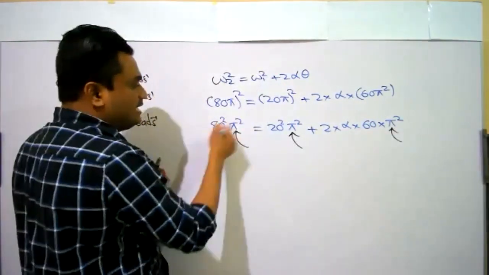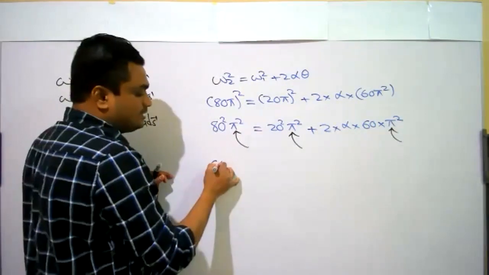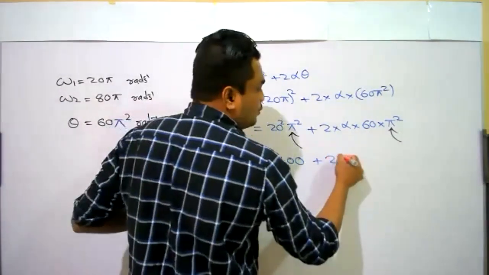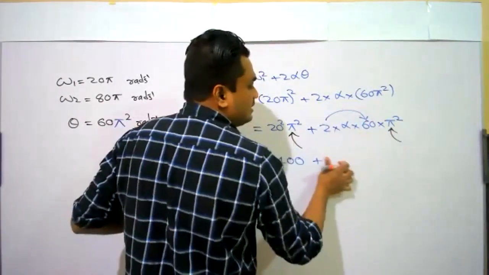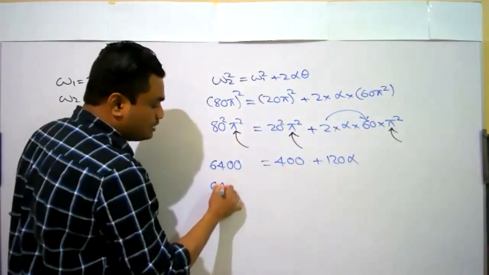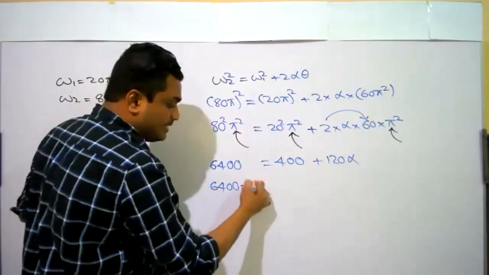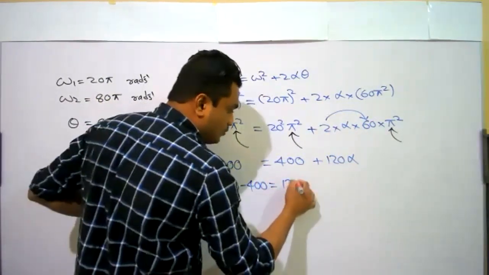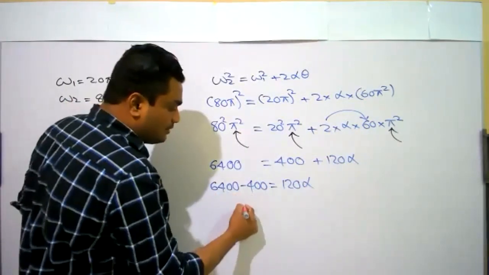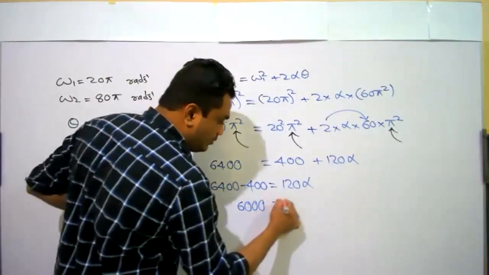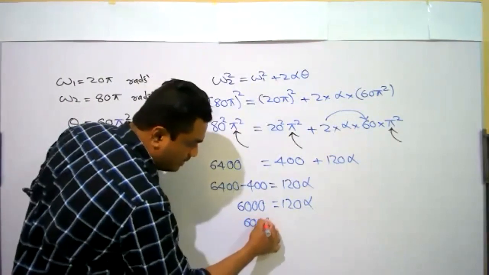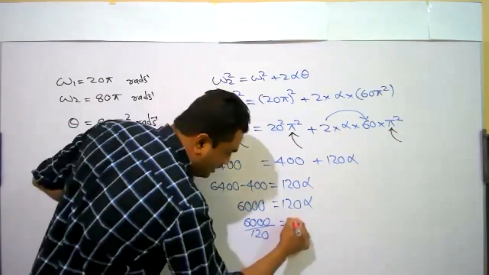So what are the remaining terms here? 80 square, 8 times 8, 64, double 0, 6,400. 20 square, 400. Plus 2 into 60 is 120 times alpha. Take 400 this side: 6,400 minus 400 equals 120 times alpha. 6,400 minus 400 means 6,000. 6,000 equals 120 times alpha. Take 120 this side, 6,000 divided by 120 equals alpha.